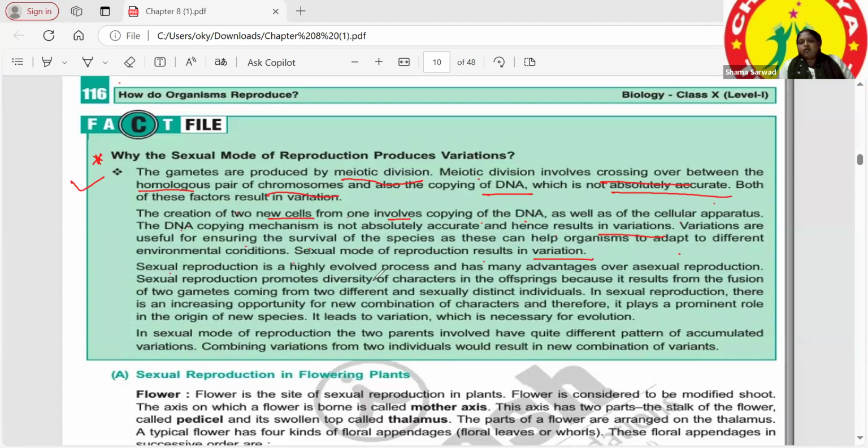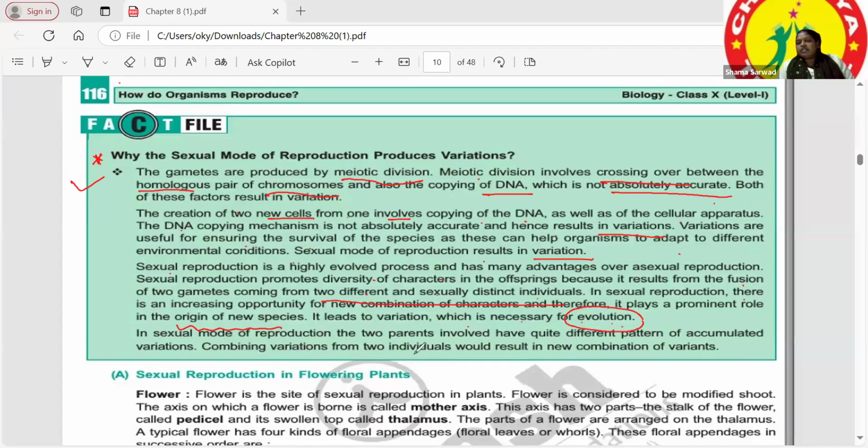Sexual reproduction is a highly evolved process and has many advantages over asexual reproduction. Sexual reproduction promotes diversity of characters in the offspring because it results from the fusion of two gametes coming from two different and sexually distinct individuals. In sexual reproduction there is an increased opportunity of new combinations of characters, and therefore it plays a prominent role in the origin of new species. It leads to variations which are necessary for evolution. Means like genetic heredity, we are going to learn in the evolution factors. So that base is nothing but reproduction. The base of evolution is in reproduction.